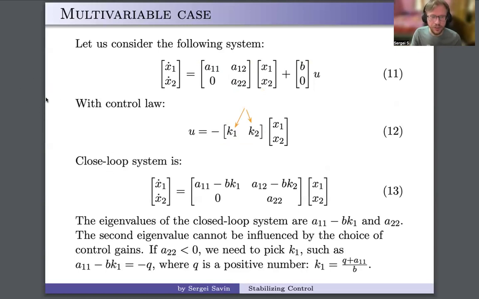Now, let us look into what happens if we substitute this guy into here, right? What happens? So first of all, this guy here, when multiplied by U, will become B times K1 X1 plus K2 X2, right? That's what is going to happen here.